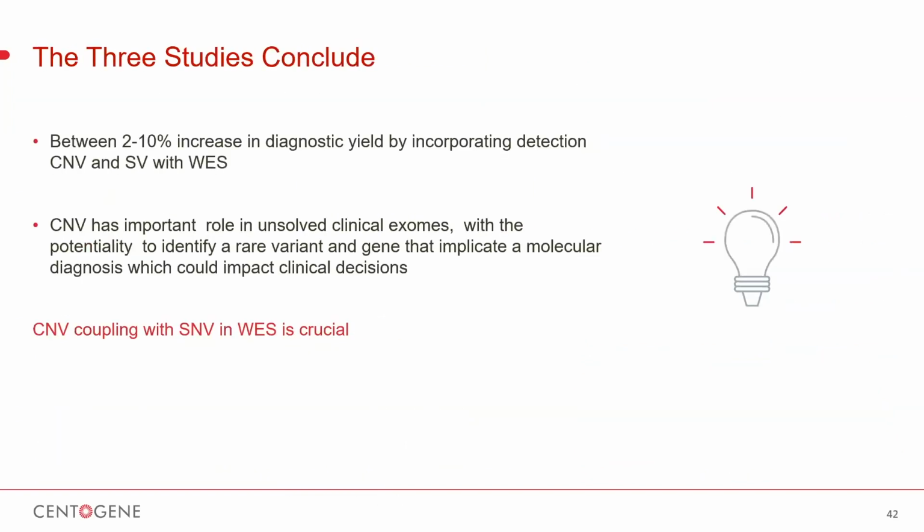So the 3 studies concluded that there was between 2 and 10 percent increase in diagnostic utility by integrating the copy number variants and structural variants within the whole exome sequencing. It is very crucial to have a coupling of single nucleotide variants with the copy number variants in one platform. This is also very important for precise and accurate genetic testing.